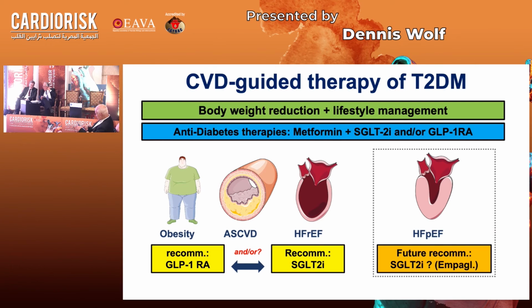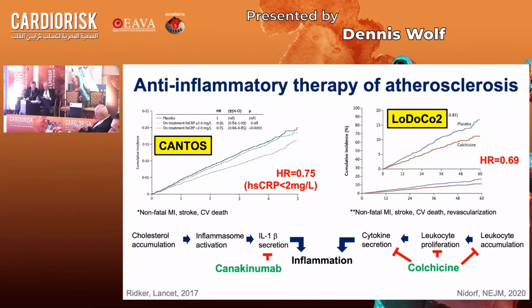So it is somewhat likely that patients with obesity and vascular complications such as atherosclerotic cardiovascular disease may benefit from GLP-1 receptor agonism to a higher degree than patients with established heart failure. Those patients may benefit much better from SGLT2 inhibition. This is the case for patients with HFrEF, and it may also be true for patients with HFpEF. Also, this is not yet recommended by guidelines.